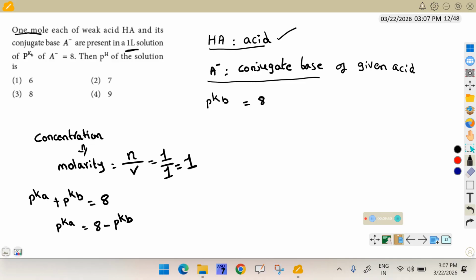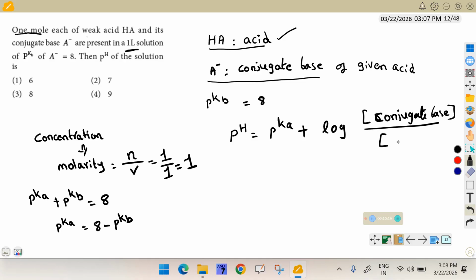The pKb value is given as 8. Then calculate the pH of the solution. It is a combination of a weak acid and its conjugate base. So pH is calculated by using the formula pH is equal to pKa plus log of salt concentration or conjugate base concentration divided by the concentration of the acid. The reactant is the acid. We need the pKa value, but here the pKb value is given.